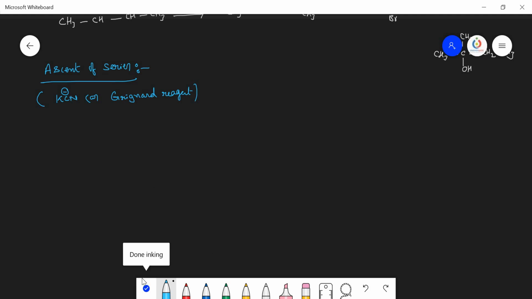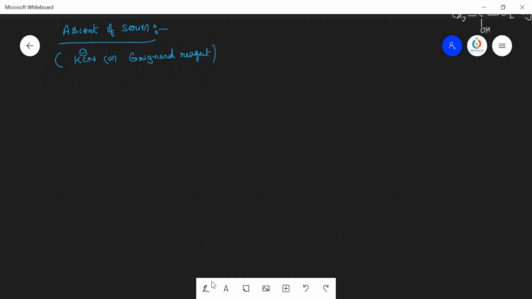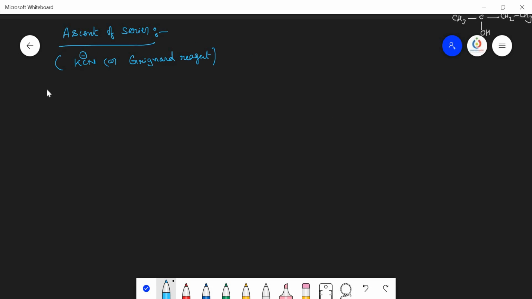So let us see one conversion. In this conversion, first of all, let us see one particular molecule, that is conversion of lower primary alcohol into higher primary alcohol. Because I said cyanide and Grignard reagent, no? So let us use both processes. First one is the cyanide process.